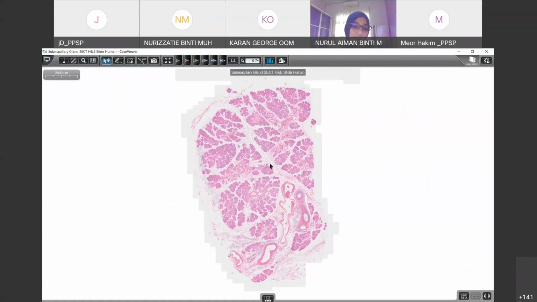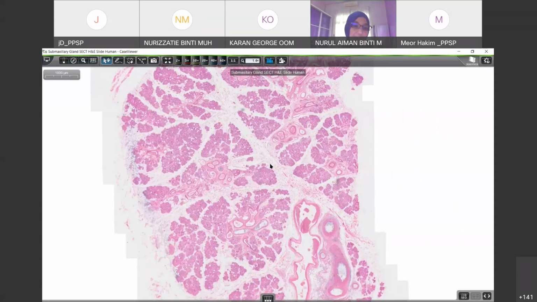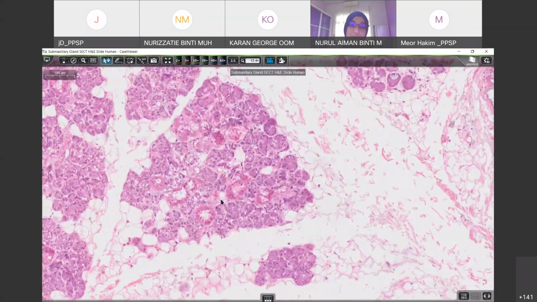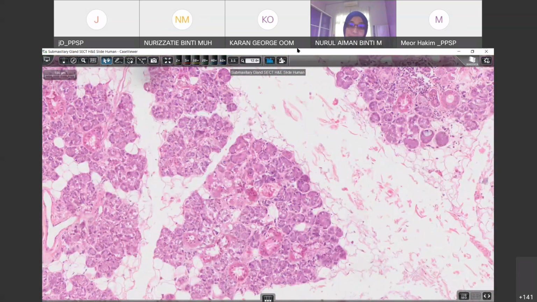This one. Yes, submaxillary. Doctor, how can we identify the tubular, the acina gland? Like the tubular gland or the acina gland or the tubular acina gland, how do we identify it? This is an acina gland.